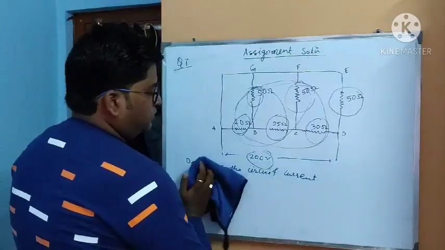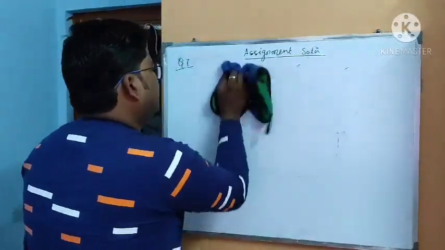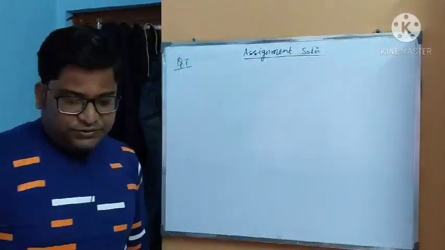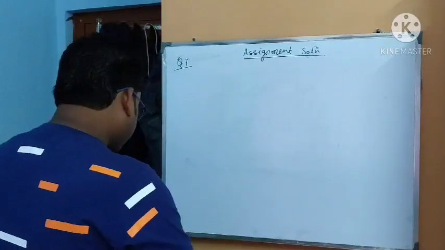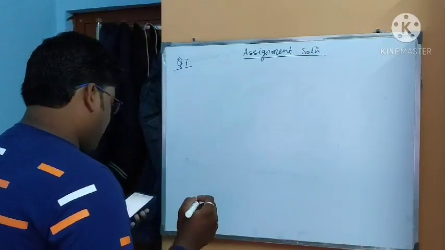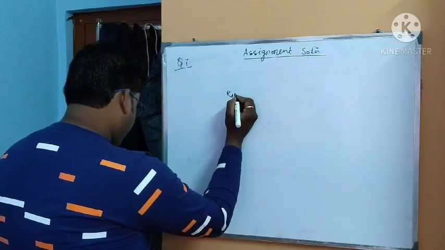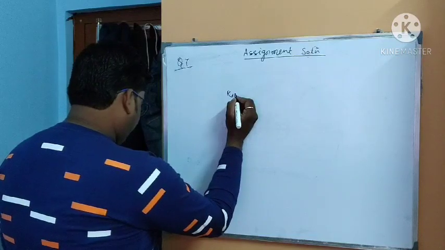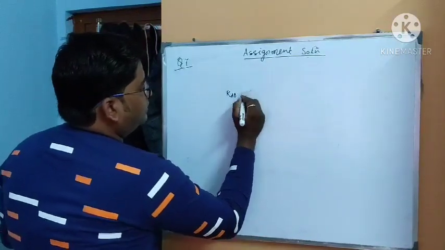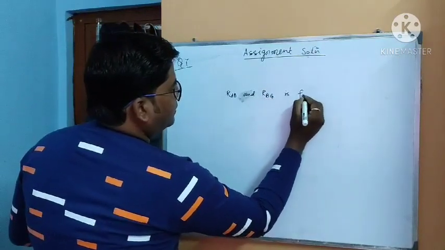Now I am redrawing this circuit diagram and doing the calculation for the combination of the first two resistances, in between AB and BG. We simply consider RAB and RBG, which are in parallel.